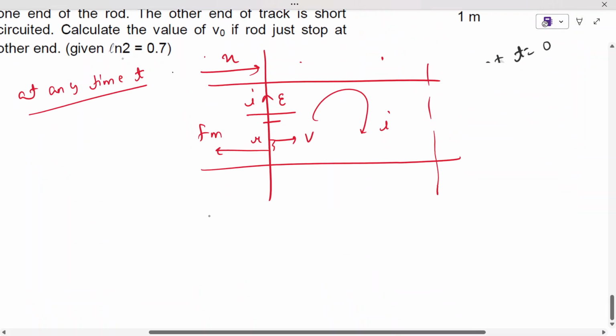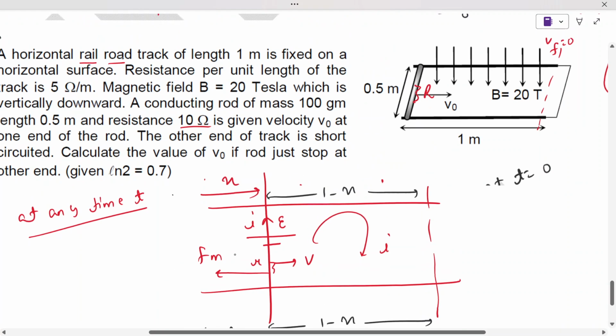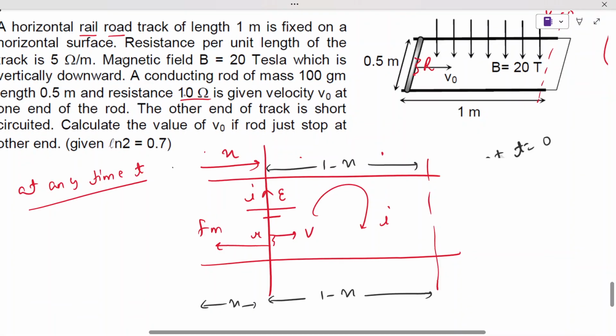This length is x, and this will be 1 minus x, and this will again be 1 minus x. So what I can write: current in the loop will be E by R, and E is BLv at that time. Resistance is (1 minus x) plus (1 minus x), into 5, plus small r, and small r is 10.